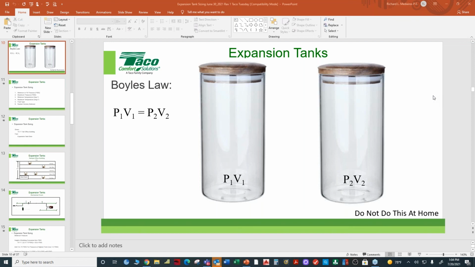And I think this will be the last question. I apologize, we're over a little bit, but this is an important question. What does an undersized expansion tank cause to happen?